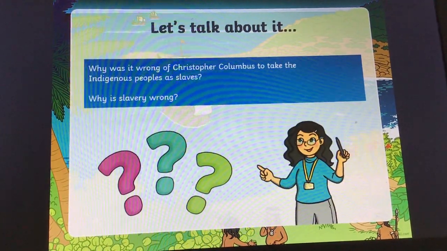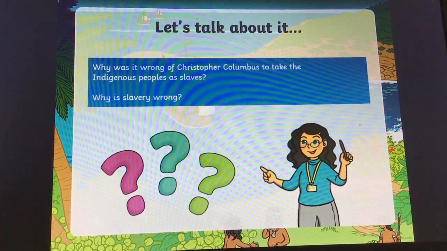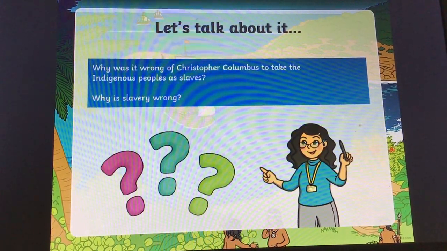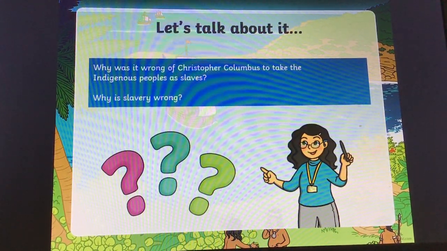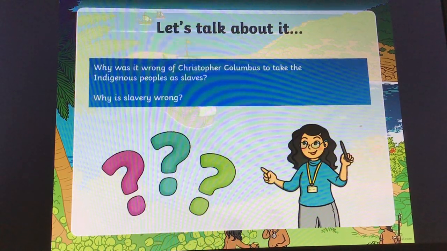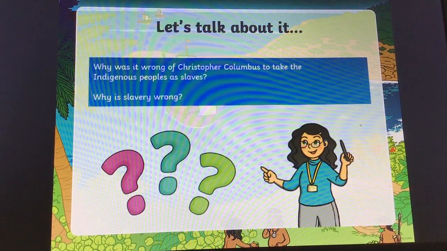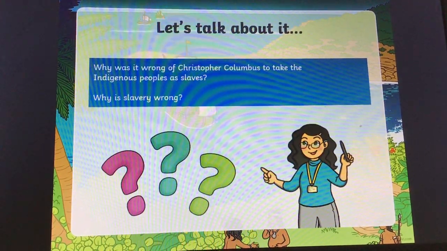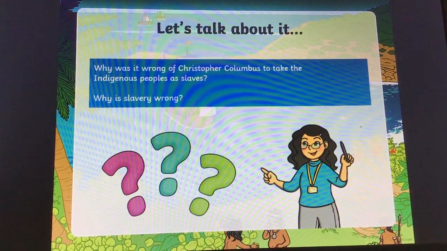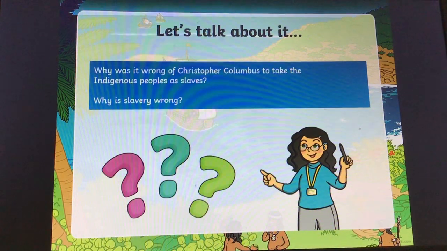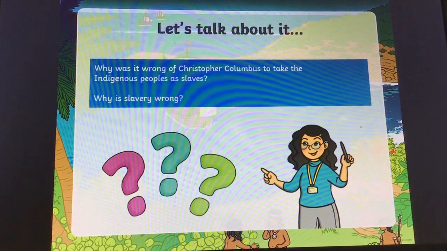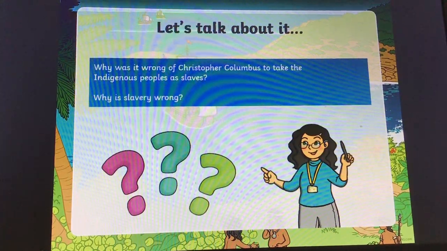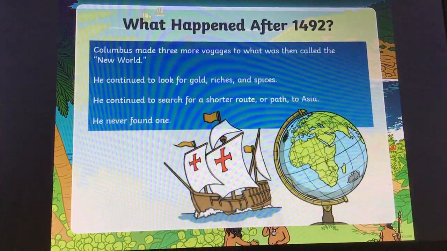Actually, let's go back for a second. You can't just go to somebody else's land, claim it's your land now and then take people as slaves and make them do what you want them to do. That's not how fairness and equality works, is it? Why is slavery wrong? Well, it's morally wrong because you can't own another person, can you? But unfortunately, in the history of our world, there has been a lot of wrongdoing and a lot of slavery.